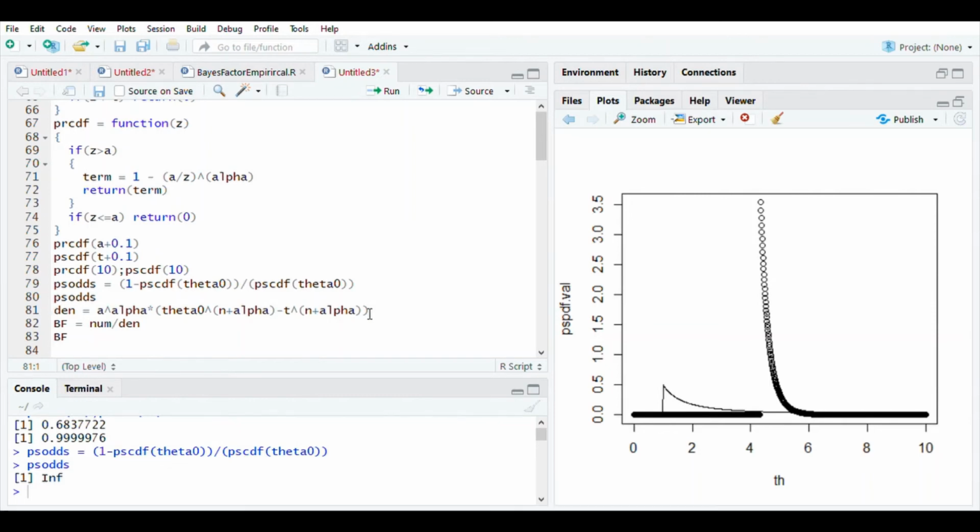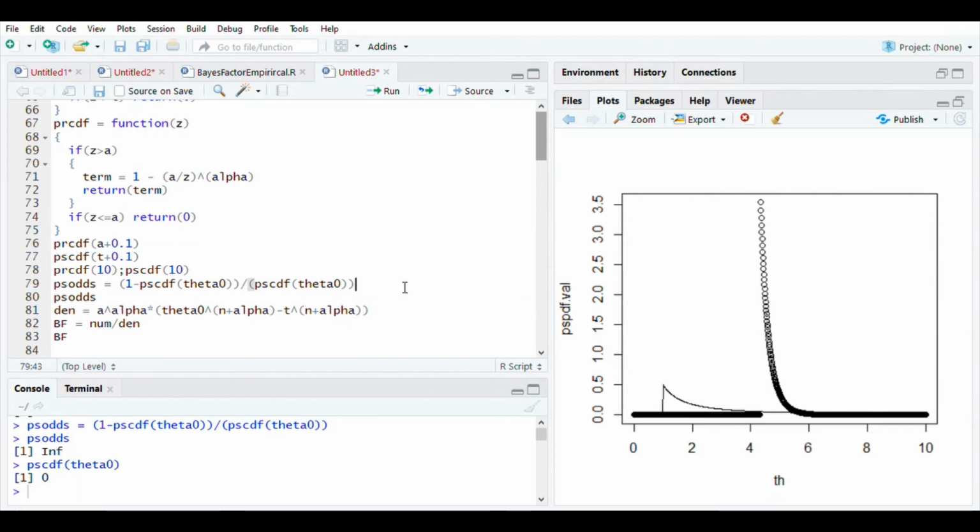the PS CDF at theta naught must be extremely small. That's why it is returning infinity. It's a computational limitation of R that it is giving this value extremely close to 0. Oh sorry, it is 0 itself. Why is this so? Because the posterior CDF starts from the point T, and here theta naught is less than T. That is why we are getting this error.